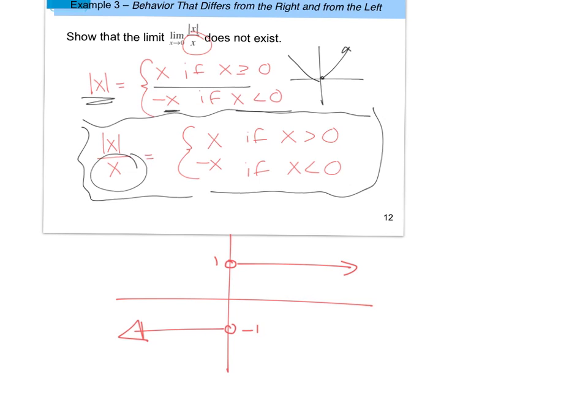Meaning, if we're taking the graphical approach and I'm approaching 0 from the right, what does f of x equal? 1. Okay, so as I approach 0 from the right specifically, my function equals 1. But if I approach 0 from the left, my function equals -1, and they're not the same. Therefore, the limit does not exist.